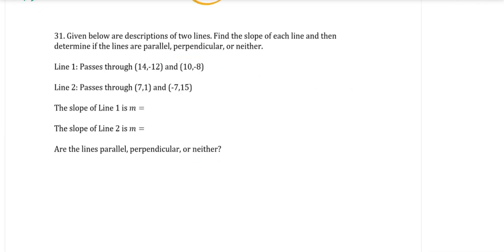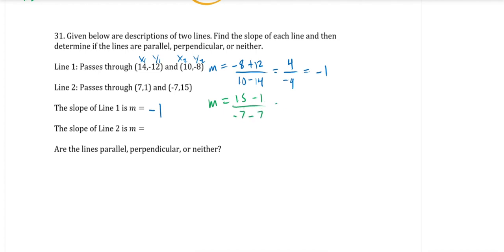Let's just do that again. With our x1, y1, x2, y2 formula, we wind up with a slope of minus 8 plus 12 over 10 minus 14, which gives us 4 over minus 4, or rather negative 1. For our second slope, we have 15 minus 1 over negative 7 minus 7. This gives me 14 over minus 14, which is minus 1. They match, and they are therefore parallel.